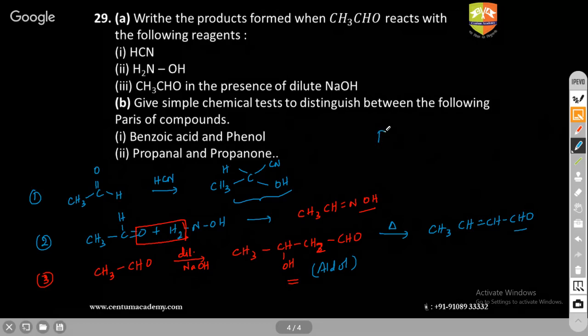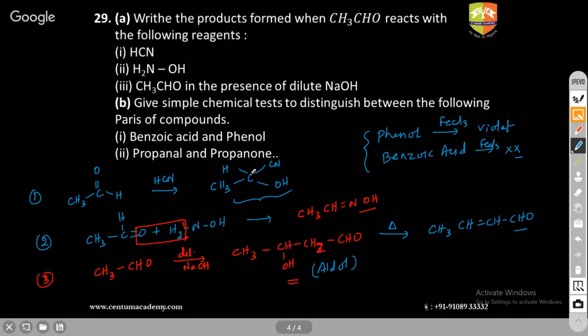See, phenol, I'll just write down here. With neutral FeCl3, it forms violet color, but benzoic acid does not react with FeCl3. There is no reaction with benzoic acid. So with neutral FeCl3, we can distinguish benzoic acid and phenol.